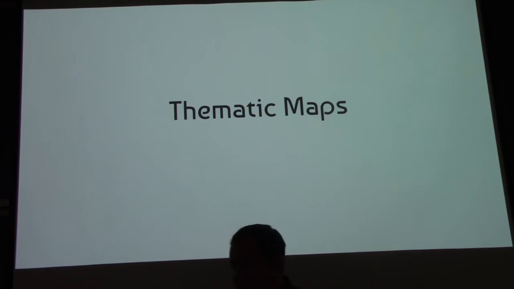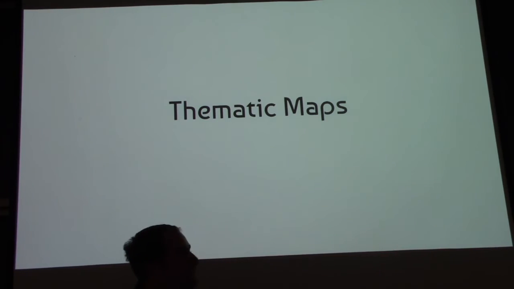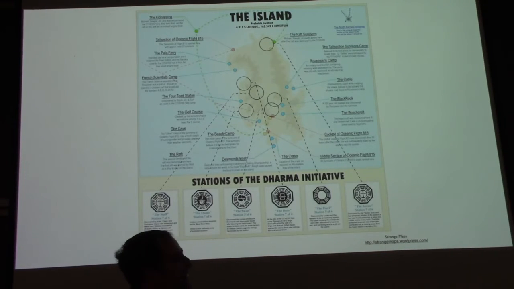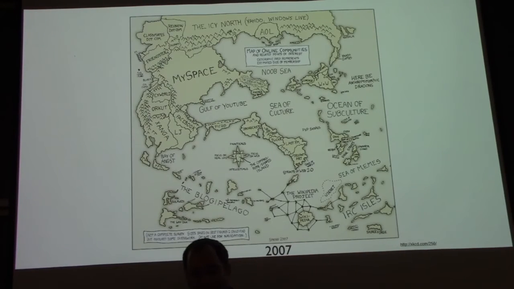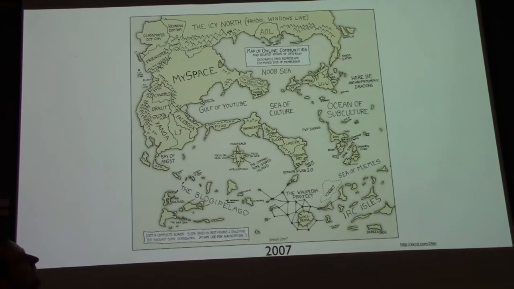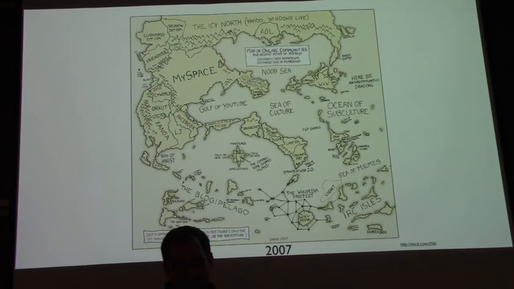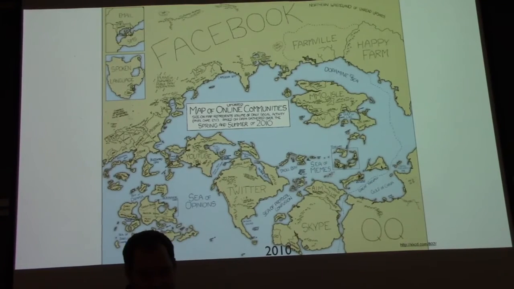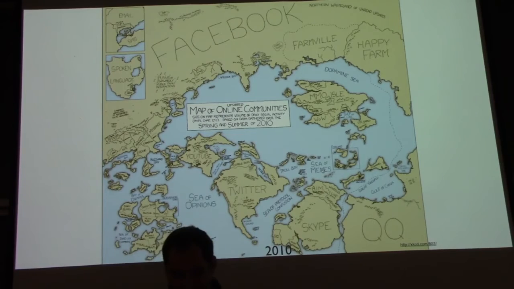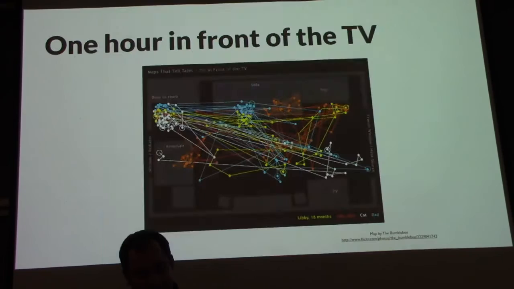Okay, and the next section is just fun maps, which people of course use as an analogy. Like here, you probably remember this map of the island. You can have the map of the internet in 2007 according to XKCD. You have the MySpace area and the IC North, Yahoo, and Windows Live, which is then updated in 2010 where Facebook has taken up a big chunk and Farmville was still popular. And Twitter and Skype are also appearing.